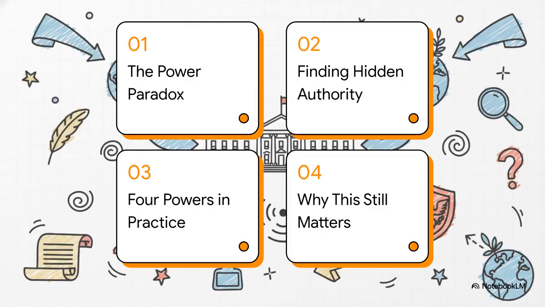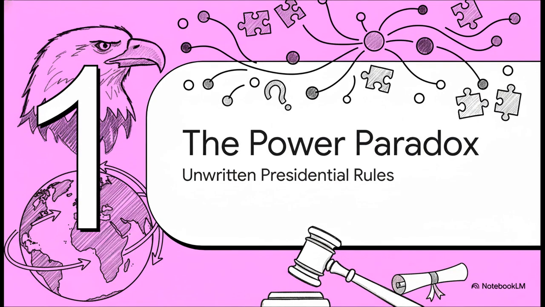Okay, here's how we're going to tackle this. First, we'll lay out the paradox itself. Then, we'll play detective and trace the origins of this hidden authority. After that, we'll look at 4 real-world examples of these powers in action. And finally, we'll talk about why this whole thing is still so important today. So let's get into it.